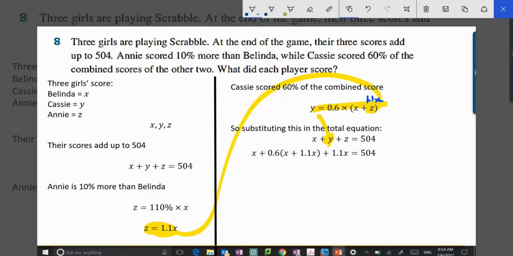Why did I do that? Because now I've only got x's to deal with. If I know what x is, I can find the rest. Okay, and that's why I did that. So that's z, that's x plus y plus z.